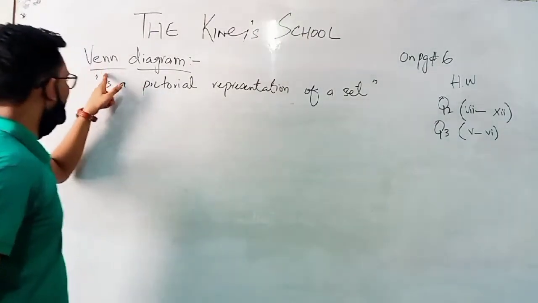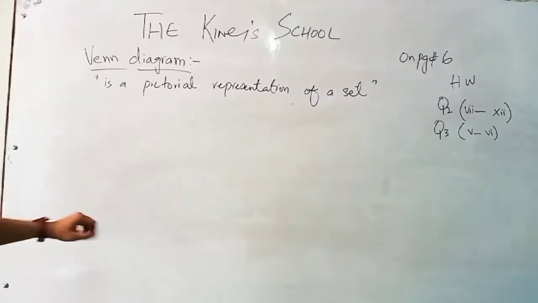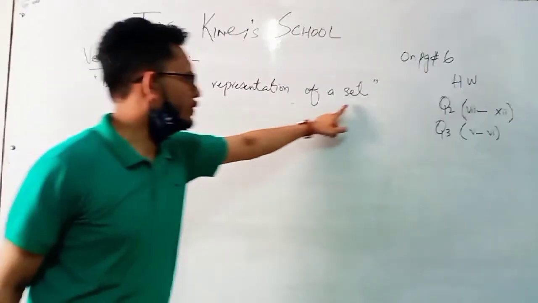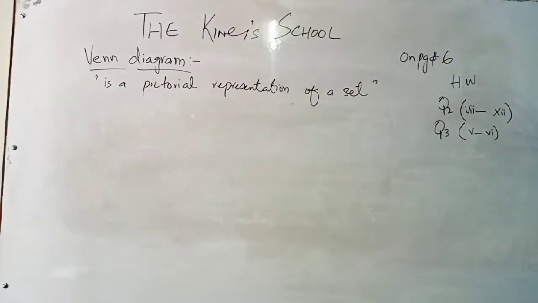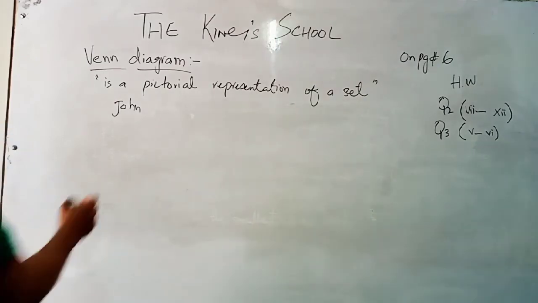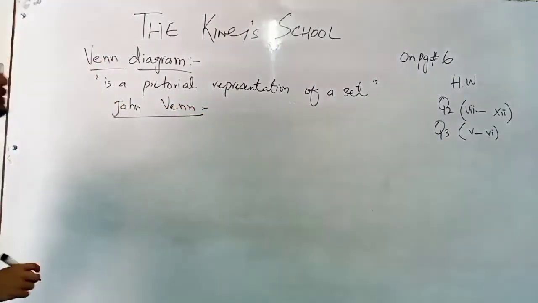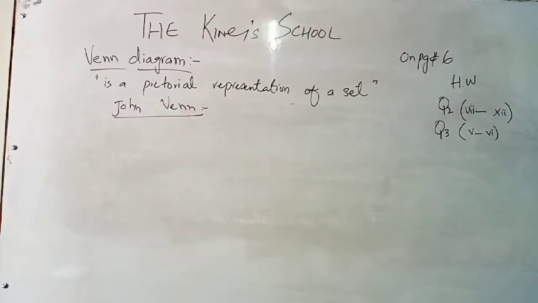So students, our next topic is Venn diagram. What is a Venn diagram? A Venn diagram is a pictorial representation of a set. It is in the form of a picture. The mathematician who invented this diagram is John Venn, that's why we call it a Venn diagram. He created it in 1880. It shows all possible relations between a certain number of sets in a collection. A Venn diagram is drawn in the form of circles and rectangles.